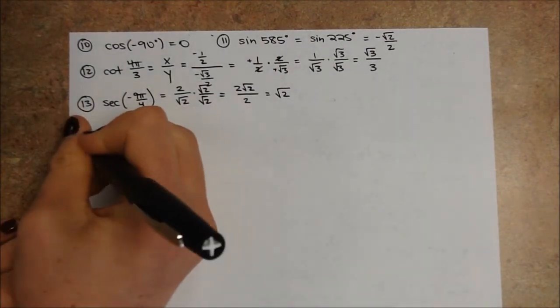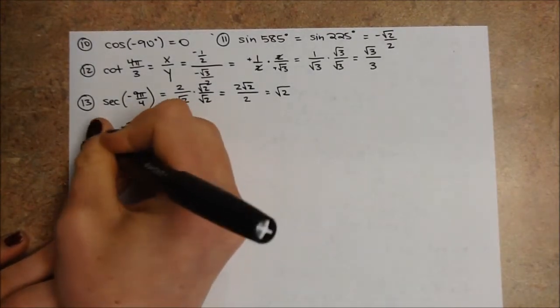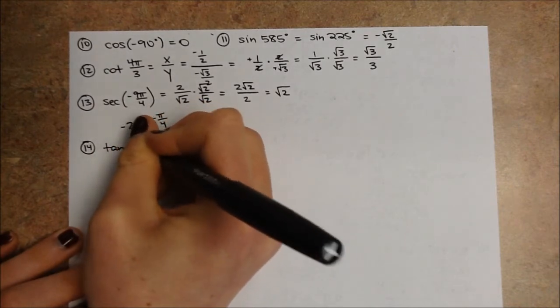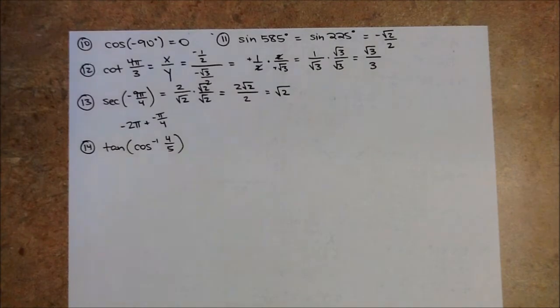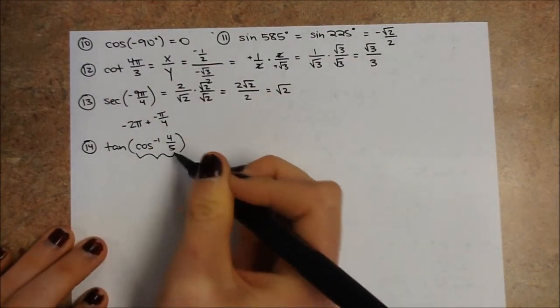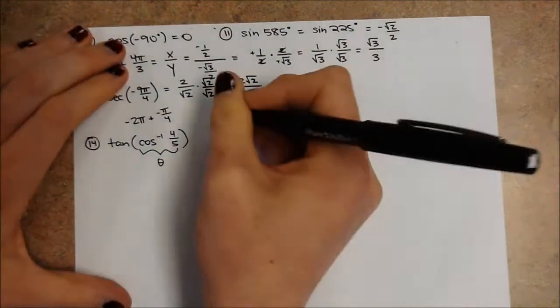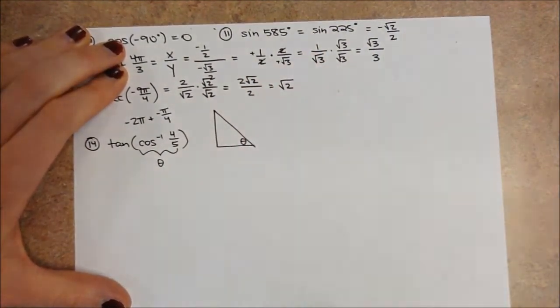Okay, so I think the unit circle can go away for now. Let's look at this type. Tangent of cosine inverse of 4/5. So this is what I call the triangle problem. Cosine inverse is always going to be an angle. It's the angle that has a cosine of 4/5. So we want to draw a picture of that angle. Let's say this is that angle.